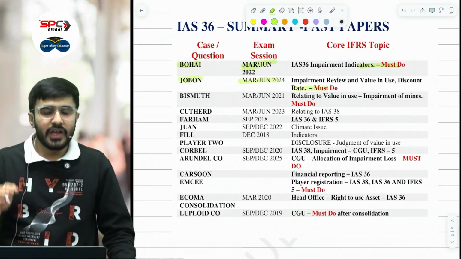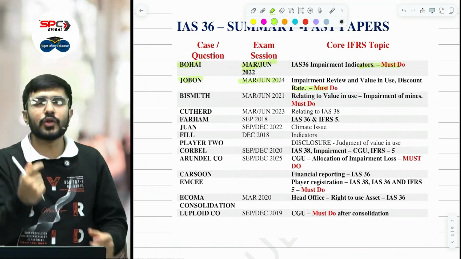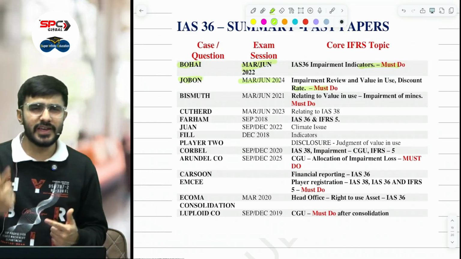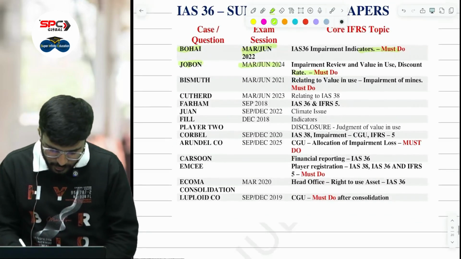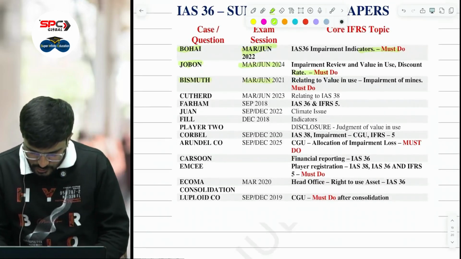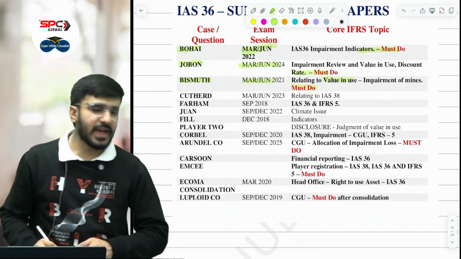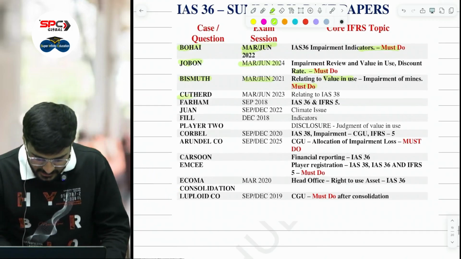It is relating to your value news. In value news, we have to consider the liability calculation and each and everything. Then the Bismuth company is also relating to value news, a must-do question as I mentioned. Then Cut Thread. What is in Cut Thread?